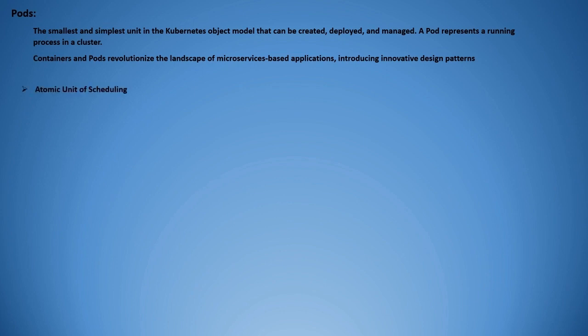Atomic unit of scheduling. Pods are the smallest deployable units in Kubernetes and serve as the atomic unit of scheduling. The Kubernetes scheduler schedules pods to run on nodes based on resource availability and constraints.